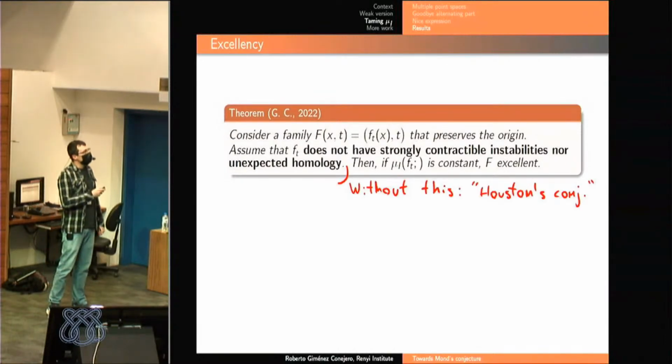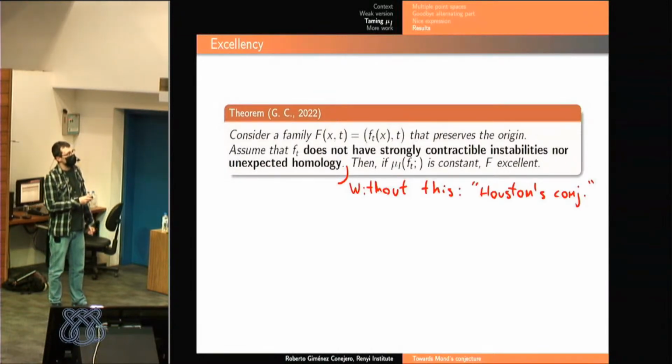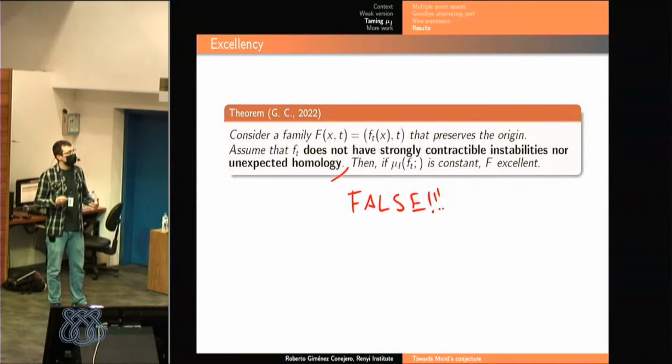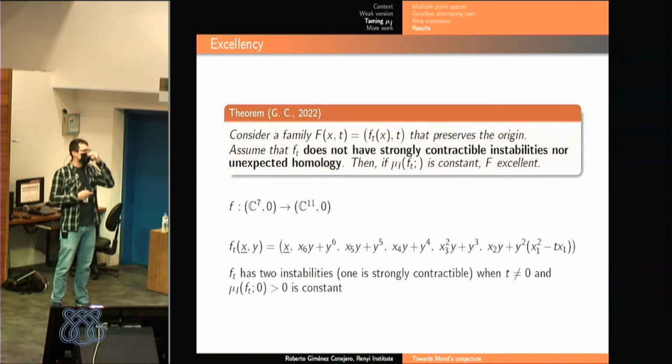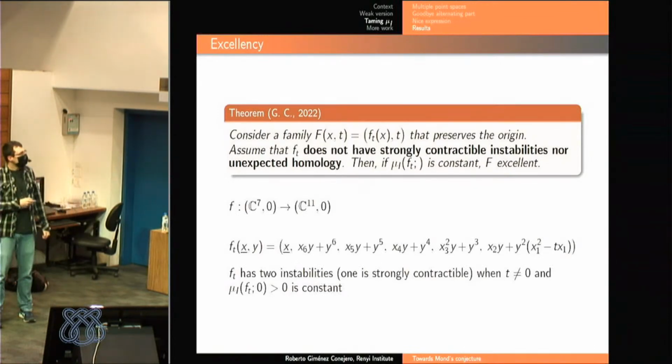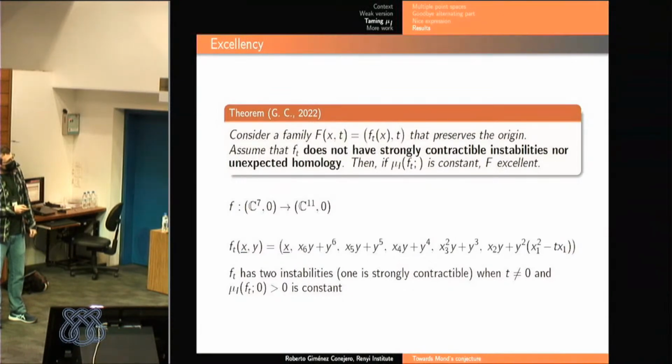Indeed, without these conditions, strongly contractible and unexpected homology, this is the statement of Houston's conjecture on excellent families. And this is false. If you don't add these conditions, this is false. And this is a counterexample. From C^7 to C^11, this is a family, and here you have the parameter. This is a family that has 2 instabilities when t is different from 0, but the image Milnor number is constant, and it is positive.